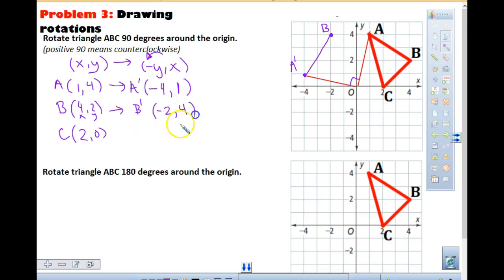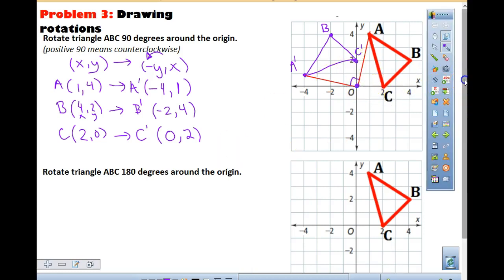I'm now looking at where my new C point is. We call this C prime, and C prime is going to be located, we switch the order, the opposite of the y. Well, there isn't an opposite of 0, so (0, 2). And we're looking at (0, 2). You can definitely see with C prime that this is a 90 degree turn, because you're going from C to the origin to C prime.